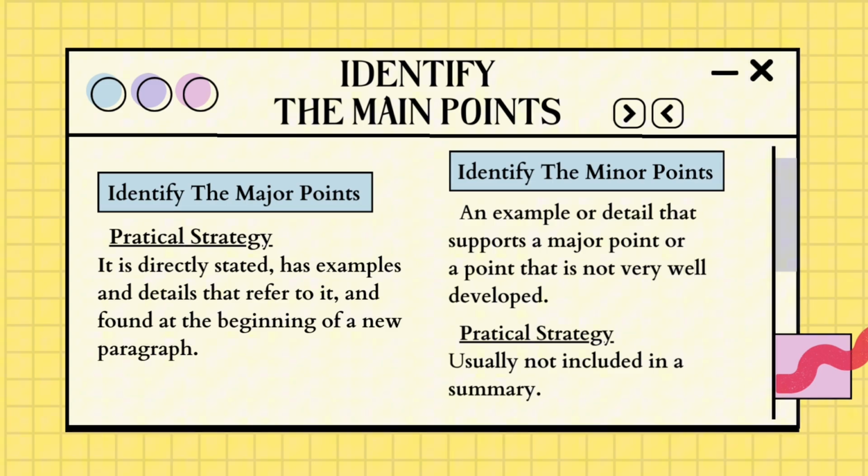Identify the major points. A major point is almost always directly stated, has examples and details that refer to it, and is found at the beginning of a new paragraph. Inferences and conclusions or examples and details are not major points. Identify the minor points. A minor point can be an example or a detail that supports a major point, or a point that is not very well developed. Minor points are usually not included in a summary.